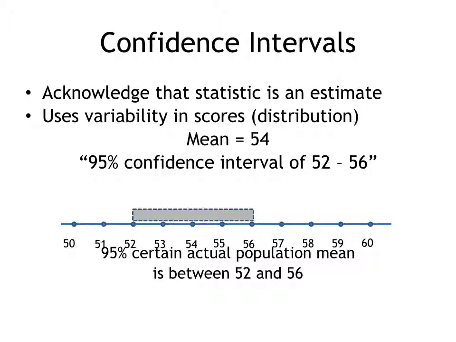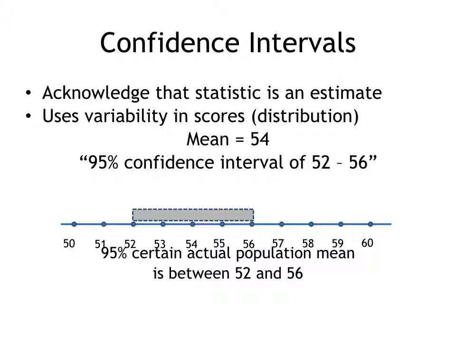So if I have some kind of measure and the mean is 54, what you will see a researcher say is that they have a 95% confidence interval of 52 through 56. And what that means, if you look on the number line, I've shaded in between 52 and 56. What that means is that the researcher is 95% certain that the actual population mean is somewhere between 52 and 56.